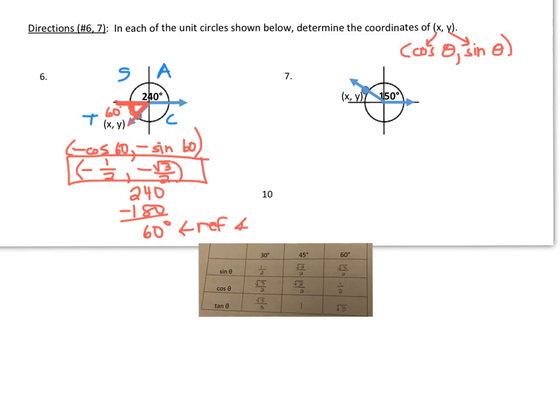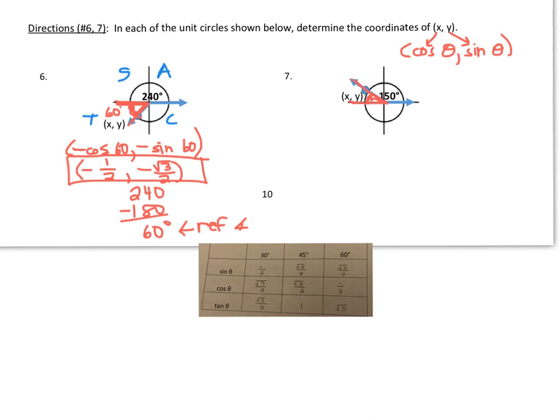Okay, so in number 7, they give us a 150 degree angle. Now, since we don't know what cosine of 150 is and sine of 150, we're going to need to find the reference angle that corresponds with this. Okay, so if we're in the second quadrant, here's our terminal side. If we want to find the reference angle, it's the acute angle formed between the terminal side and the x-axis. So let's say here's the x-axis, here's the terminal side, this would be our reference angle.